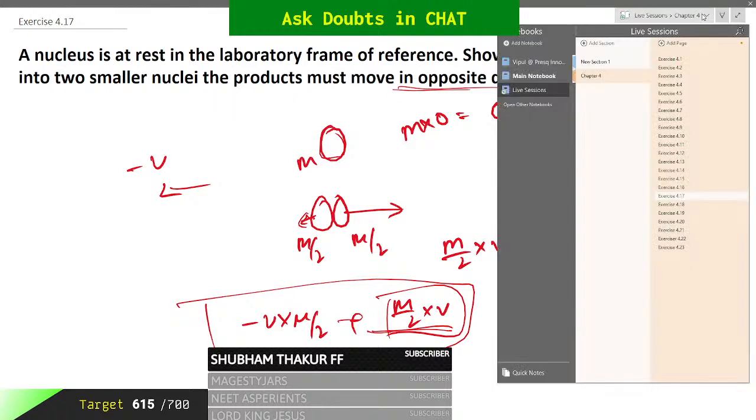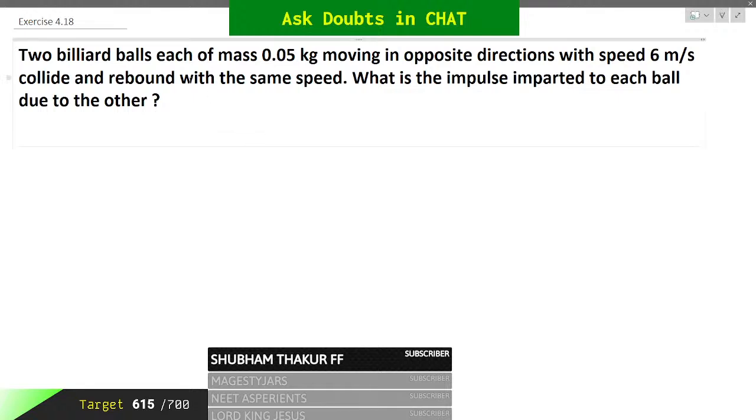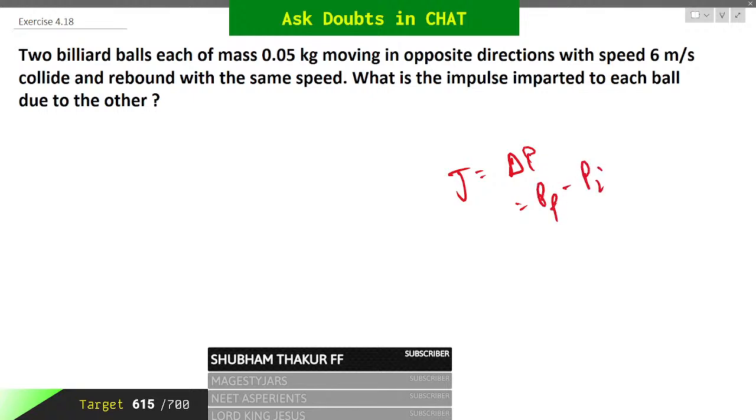Next, move to the next question. Two billiard balls, each of 0.05 kg, moving in opposite directions with a speed of 6 meters per second, collide and rebound with the same speed. What is the impulse imparted to each ball due to the other? We have seen previously also that J, the impulse, is given as delta P, or P final minus P initial. Since two billiard balls are there, when they meet, they would exchange the momentum and then reflect back. So we have to find out the change in momentum, or the impulse.